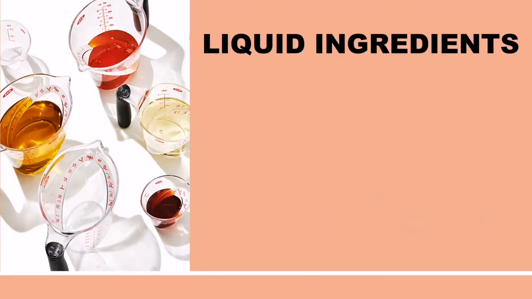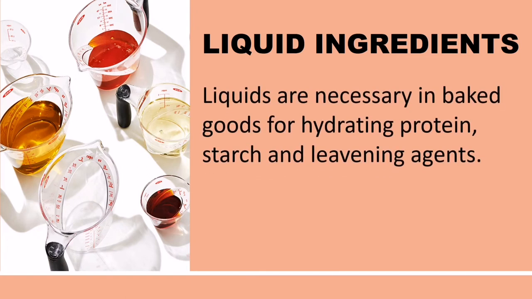Let us define what are liquid ingredients. Liquids are necessary in baked goods for hydrating protein, starch, and leavening agents. When hydration occurs, water is absorbed and the chemical changes necessary for structure and texture development can take place. Liquids contribute moistness to the texture and improve the mouthfeel of baked products. When water vaporizes in a batter or dough, the steam expands the air cells, increasing the final volume of the product.